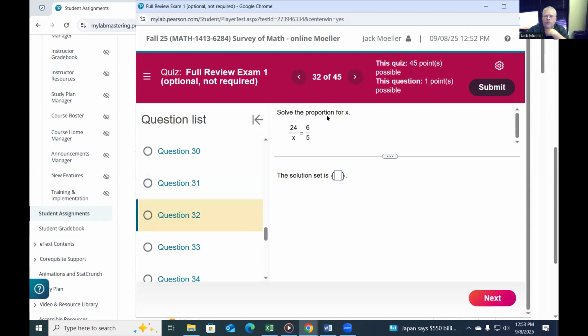All right, solve the proportion. How do you do proportions? Right, first step, do your cross product. So when we have 24 over x equals 6 over 5, the cross product is going to be 24 times 5 equals 6 times x, or you could say 6x equals 24 times 5. The order doesn't matter. Right, and then how do you solve that?